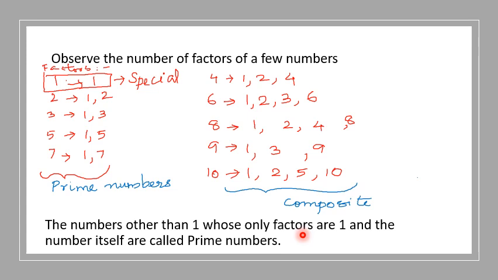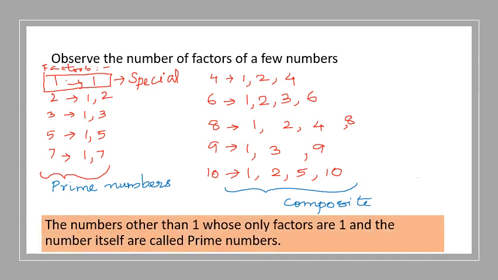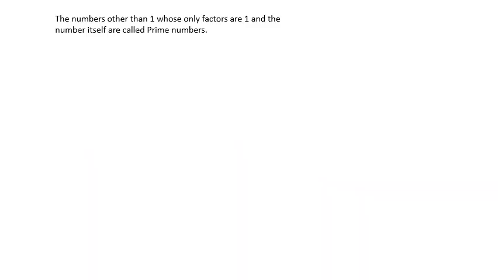Now let's move to the next slide. So we got the numbers other than 1 whose only factors are 1 and the number itself are called prime numbers. You understood what prime numbers are. Then what are composite numbers? Numbers having more than two factors are called composite numbers. Now can you tell me the examples, children, for prime numbers and composite numbers?